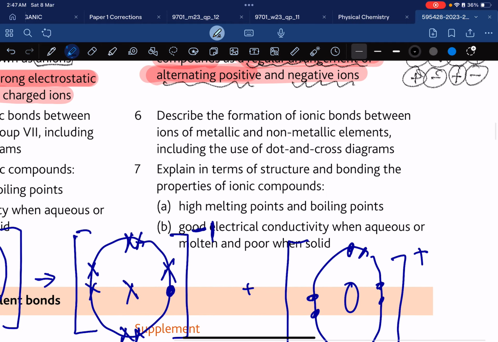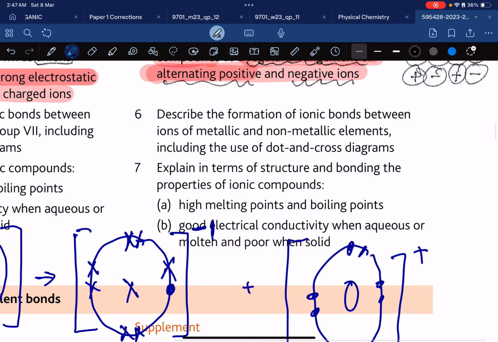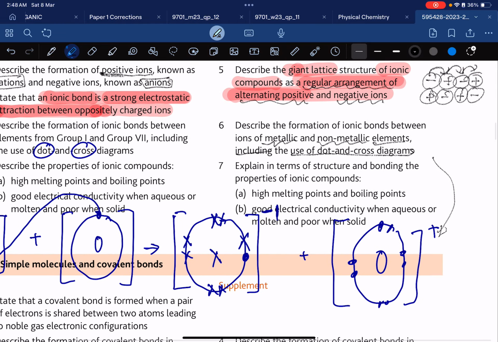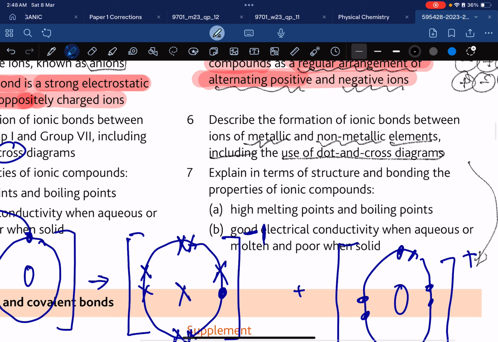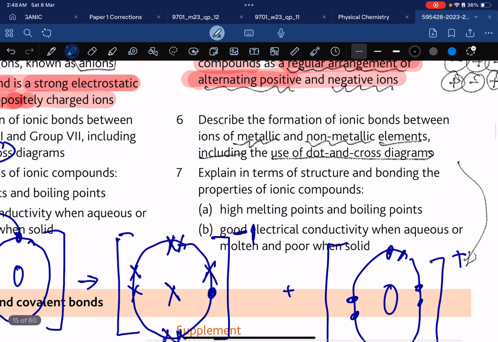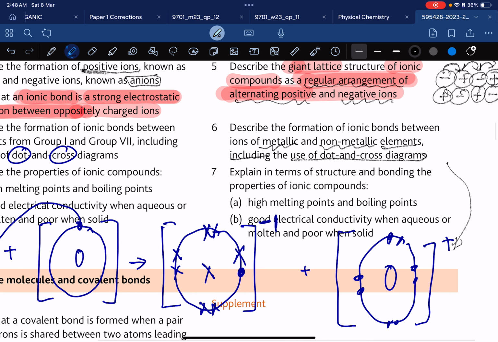Describe the formation of ionic bonds between ions of metallic and non-metallic elements, including the use of a dot and cross diagram. So basically we did a dot and cross diagram. Now ionic bonds are formed between non-metals and metals. When you have a metal X and a non-metal Y, the bond that they form is what you call an ionic bond, because there is a transfer of electrons.